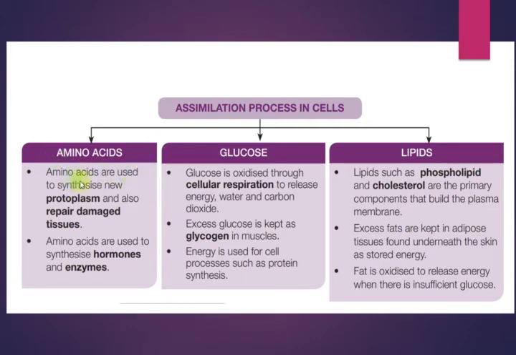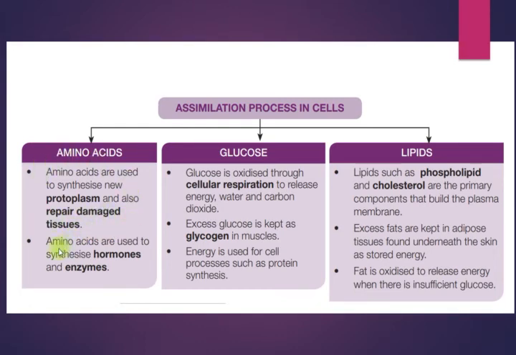Amino acids are used to synthesize new protoplasm. Okay, the second word that you have to find out is protoplasm. The first one just now was plasma protein. So what are they? And then for the second one, please find out what a protoplasm is. And also repair damaged tissue.